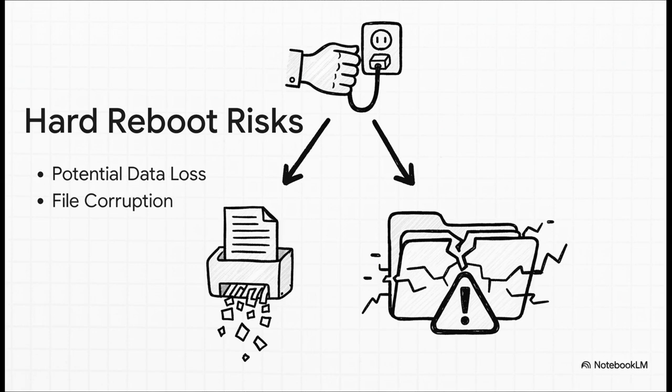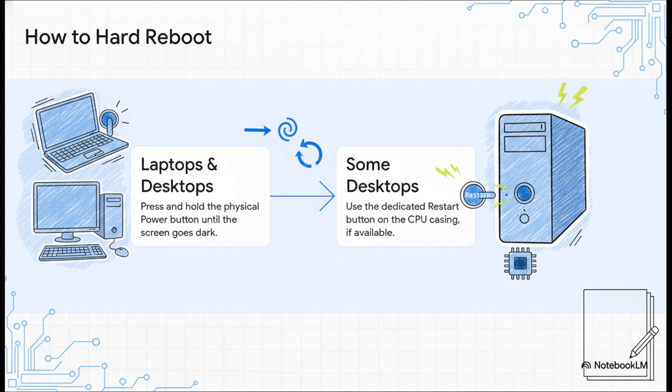It gives Windows and your apps zero time to save their work or shut down gracefully. That means you could lose any unsaved data, and in some rare cases, you might even corrupt an important system file. Not good. So, if you've tried everything else and you absolutely have to do it, you press and hold the physical power button on your computer until the whole thing shuts off.